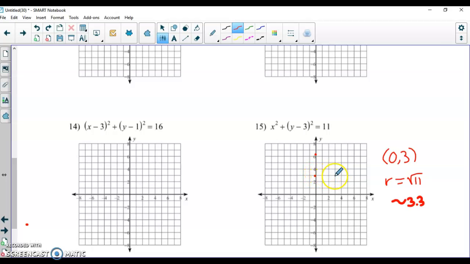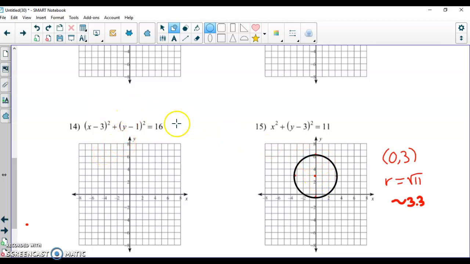1, 2, 3, and then 0.3 is about there. And then 1, 2, 3, and 0.3. Okay, so we'll try to be as accurate as we can, and then as usual we're going to go ahead and connect those 4 dots with a circle. So that should look something like that.